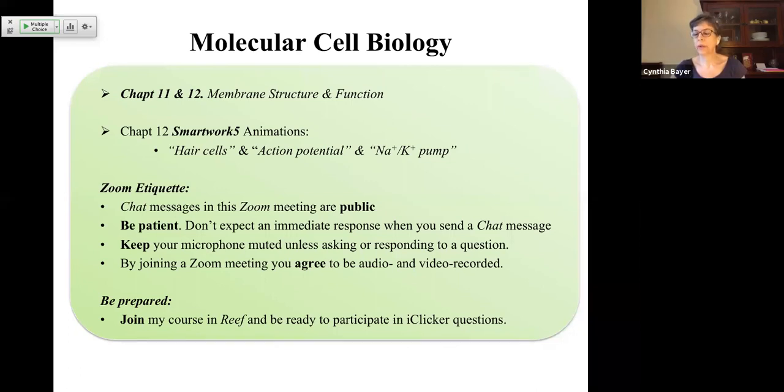Today, we will continue with our chapter on membrane structure. We'll spend most of our time today talking about the function of some of those proteins in our membranes, some of those transport proteins.